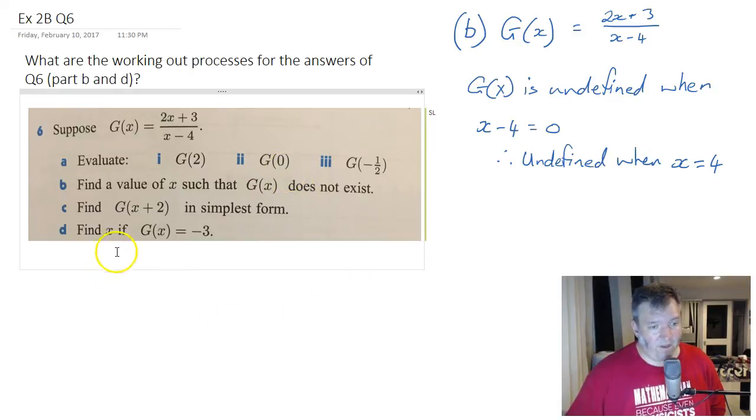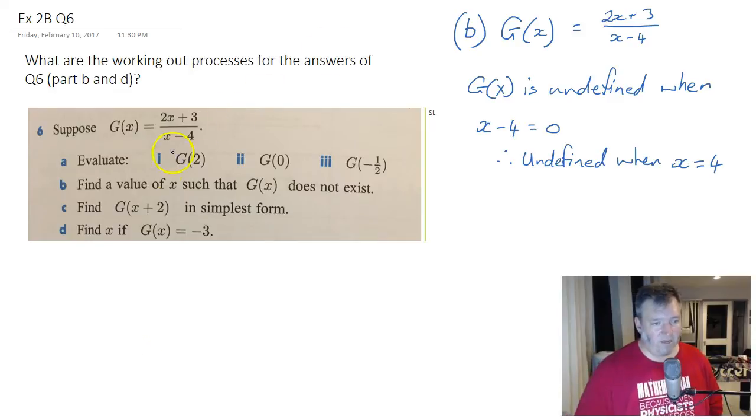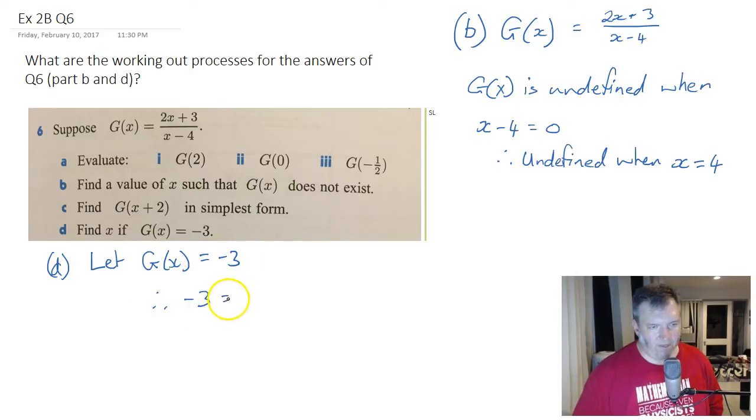For part D, find x if g of x equals -3. Well, this one's not too bad either. Let's do this one straight underneath. So D, I'm just going to start by saying let g of x equal -3. Therefore, I can say -3 equals 2x plus 3 divided by x take 4. This is now just an equation to solve.